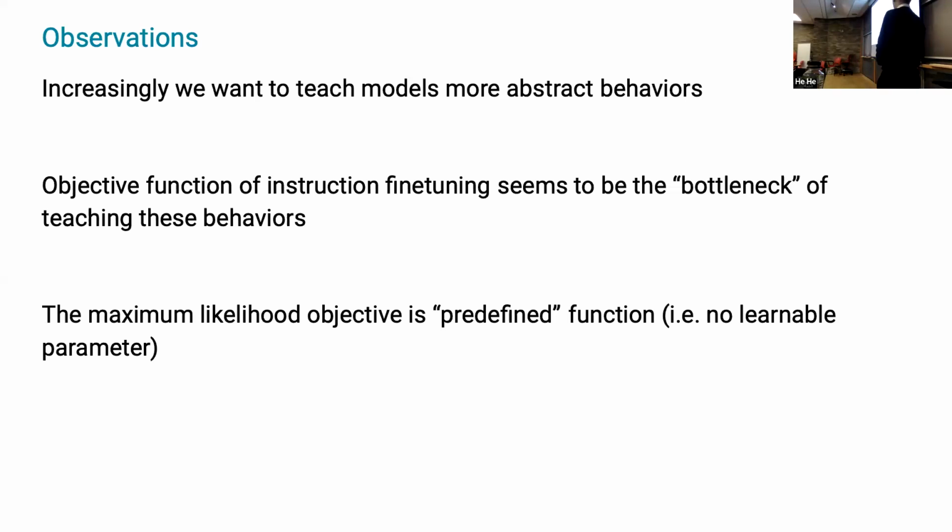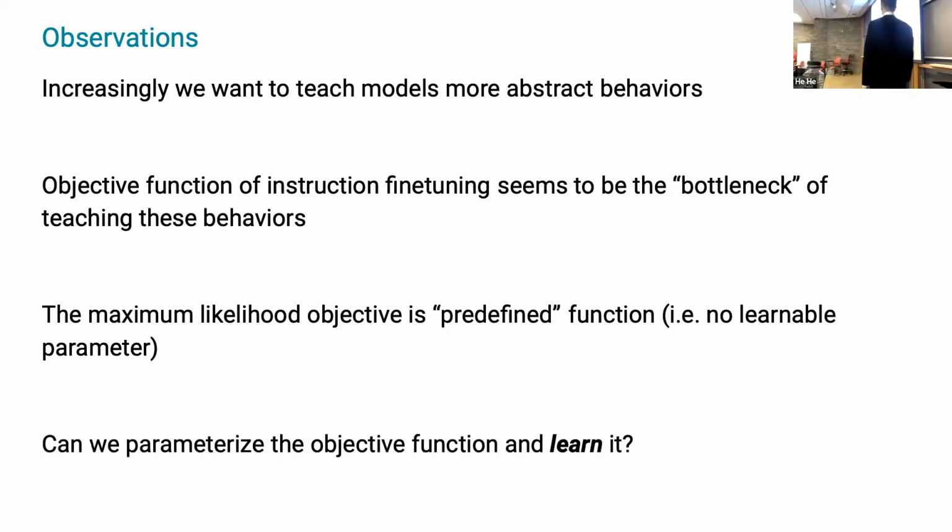And so, if we think about why this is so limiting, the maximum likelihood objective, or equivalently the cross-entropy loss, is a predefined function. So if I give you the correct label y and the model prediction, say y hat, then one number comes out of that function, because it's just a defined function, and there are no learnable parameters in that loss function. So can we make this more expressive, actually parameterize the objective function, and learn it? That's kind of the key idea to think about for the next step.